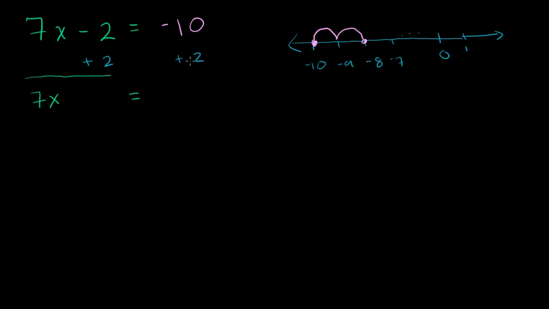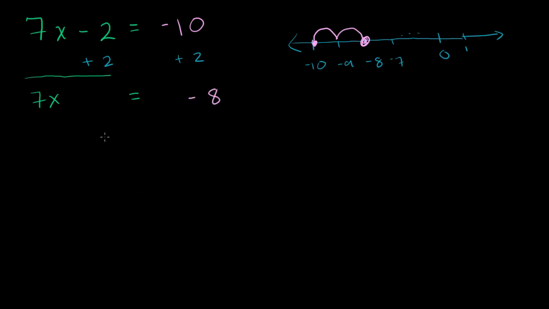Don't get confused. Don't say, OK, 10 plus 2 is 12, so negative 10 plus 2 is negative 12. No. Negative 10 minus 2 would be negative 12, because you're going more negative. Here, we have a negative number, but we're going to the right. We're going in the positive direction. So this is negative 8. So we have 7x is equal to negative 8.